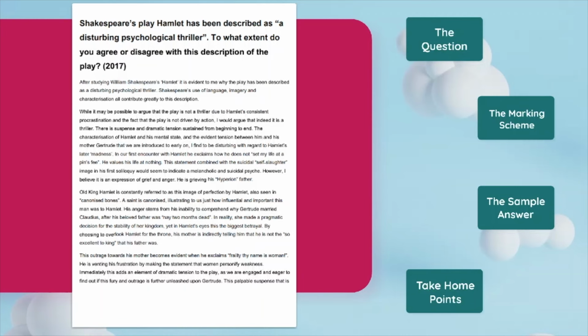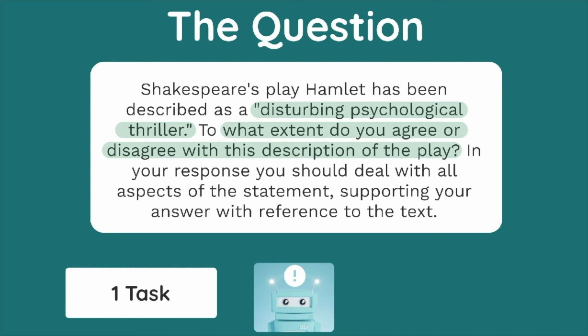Okay, so the first thing you should notice is the fact that there is actually only one task within this question. The task is to discuss whether or not you feel that the description outlined in the question is an accurate description of the play itself. It's very important then to recognise the fact that it asks you to what extent you agree or disagree with this description of the play. This allows you to both agree and disagree with the description of the play in your essay, which is very convenient for you, the student.